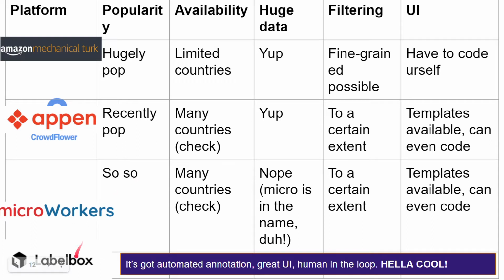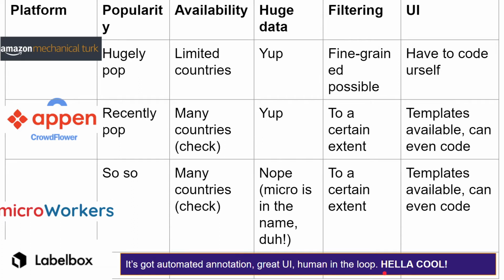I came across another very interesting annotation platform, which is Labelbox. It has got automated annotation, it has got a great UI, and it has also got human in the loop. So it's basically a mixture of automated annotation, that is, using a machine learning model for annotation, and also having humans for the annotation. So it's a mix of the two. It's basically really cool.